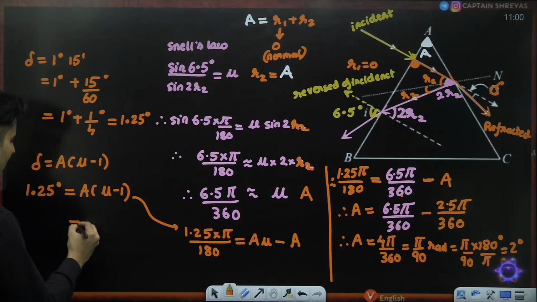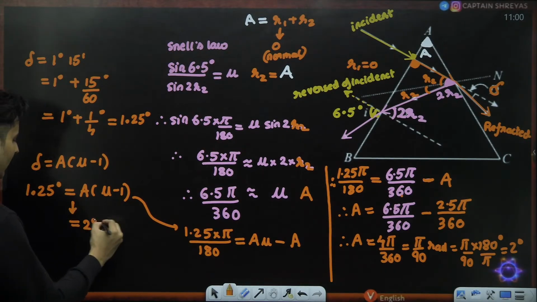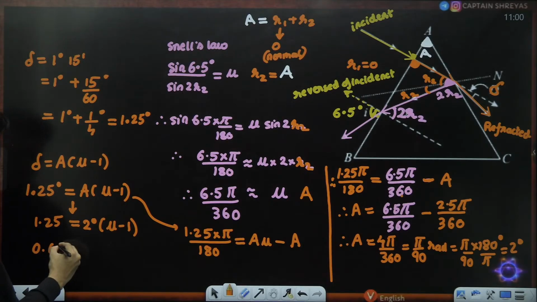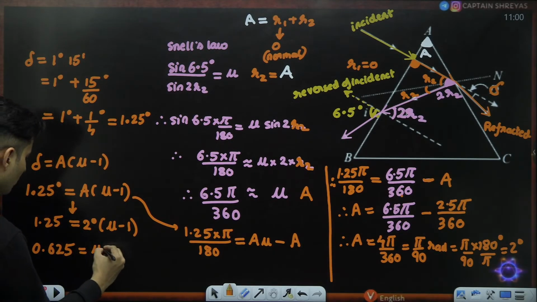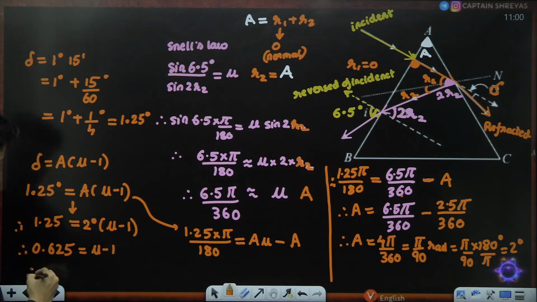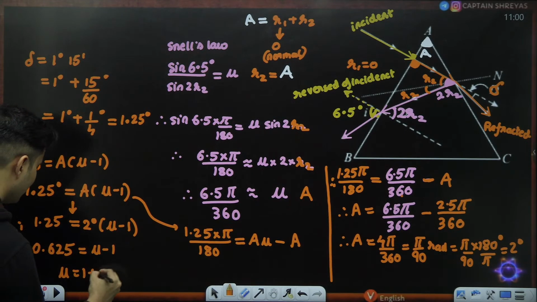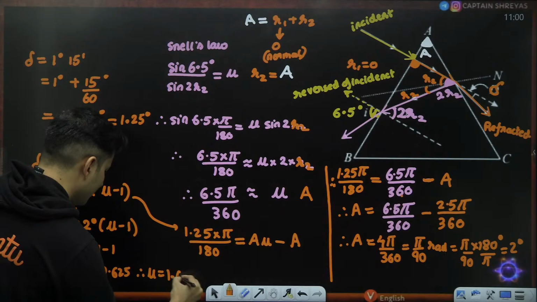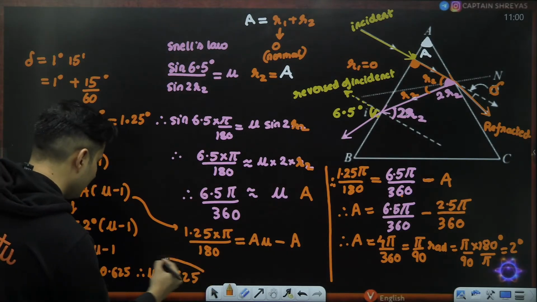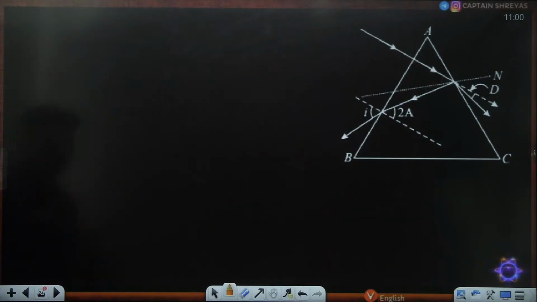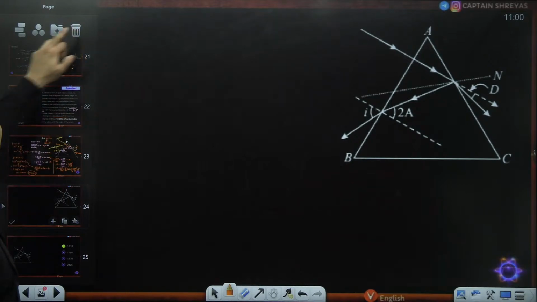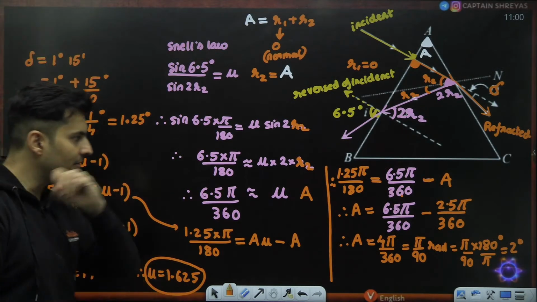Yes, the next step, guys. 2 degrees into mu minus 1. This is 1.25. So this will become 0.625 equal to mu minus 1. And therefore, mu will be 1 plus 0.625. Therefore, mu will be 1.625. That is the final answer. Mu will be 1.625. Yes, 1.625. Perfecto. That is the right answer, guys. We have found it out.